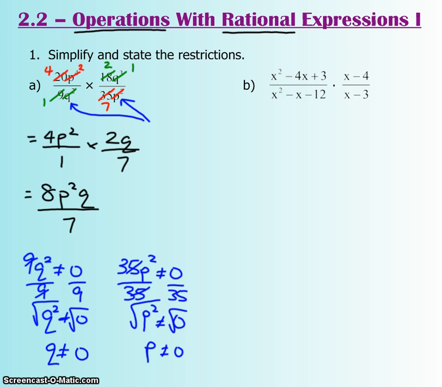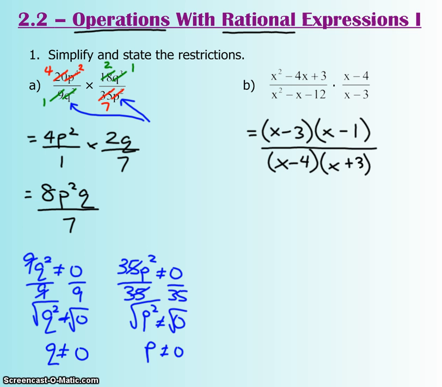The next one, before we start canceling things out, it looks like we're going to have to factor. So I'm going to quickly factor the top and the bottom of the first fraction. Two numbers that multiply to 3 and add to -4 are -3 and -1. Two numbers that multiply to -12 and add to -1 are -4 and +3. Then we're going to multiply. Notice that I use a dot instead. The reason I don't use an x is because someone might accidentally mix up my x variables. So when I'm dealing with x's, I like to replace the multiplication with a dot instead.